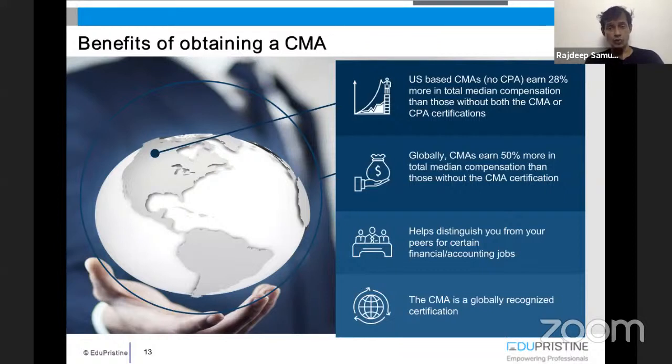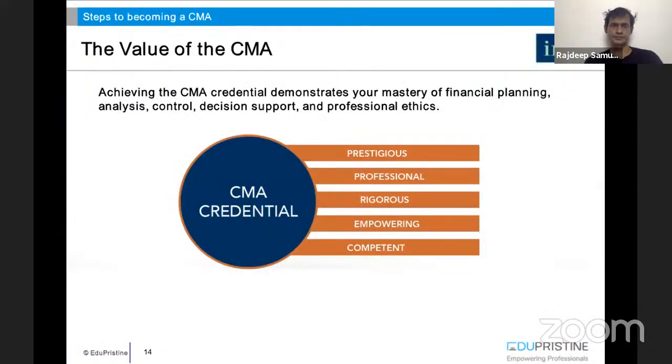Globally, this is global data, CMAs also earn about 50% more compared to non-CMAs. So if you go to Australia, USA, UK, Canada, you get an additional jump. It helps to distinguish you from other peers in similar financial accounting jobs, and obviously it's a globally recognized certification. The value of CMA is pretty prestigious. If you Google, you'll come to know more about how it applies. It is well renowned, not just in India, but globally. India has started to adopt and accept it more in the workplace. It's prestigious and professional. It is rigorous because you go through a series of training, studies, classrooms, question banks, and various other aspects, making you competent on that degree.